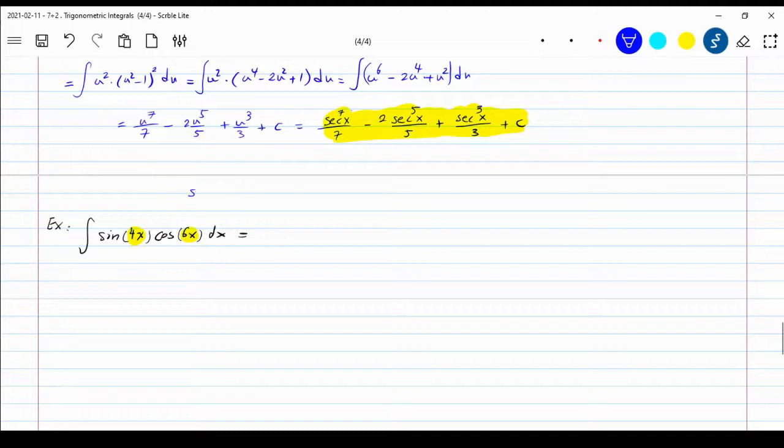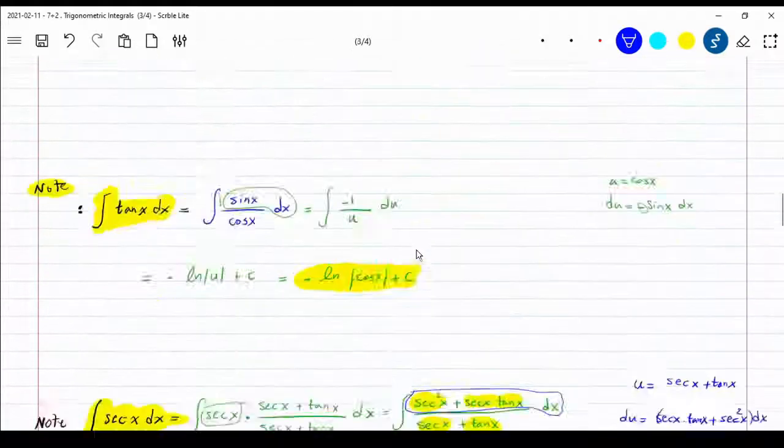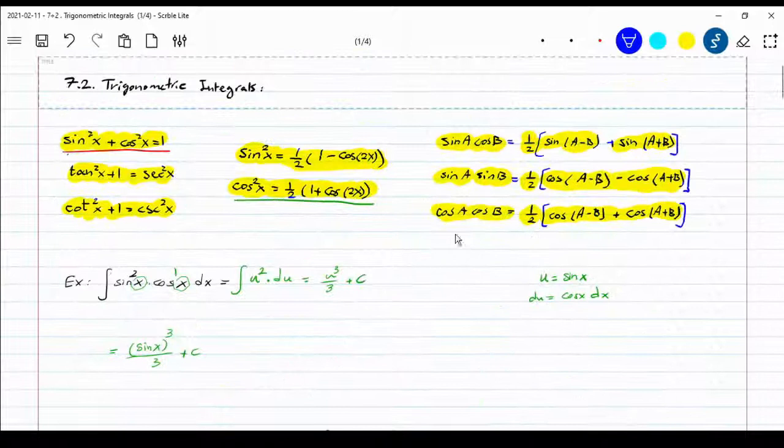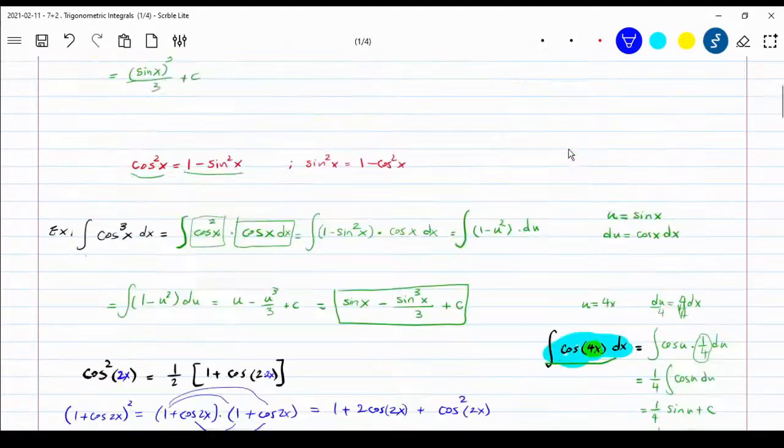If you have sine of A multiplied by cosine of B, what you need to know is basically this identity, sine A times cosine B. If it was sine A times sine B, you use the second identity and so on. Cosine A sine B doesn't really matter, you just interchange A and B. So the identity is 1/2 sine A minus B plus sine A plus B.